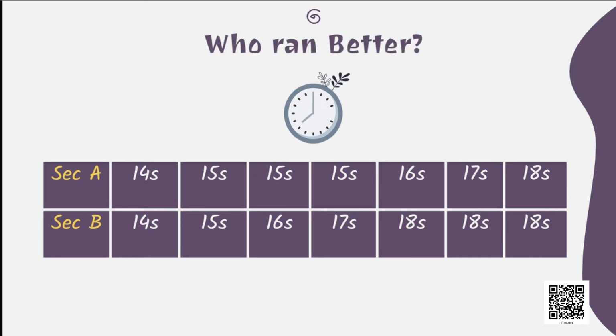In both the sections, the fastest runner took 14 seconds and the slowest runner took 18 seconds. Looks like both the sections performed equally, isn't it? But children, look at the numbers in between. They are not the same. So we want some other way to be able to tell which section did better. Children, think how else can we decide which section ran better?